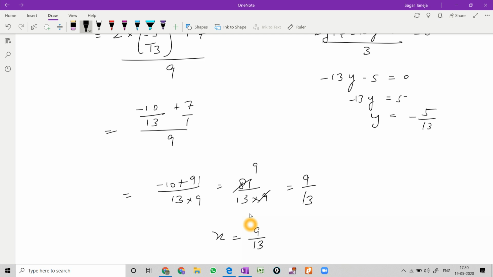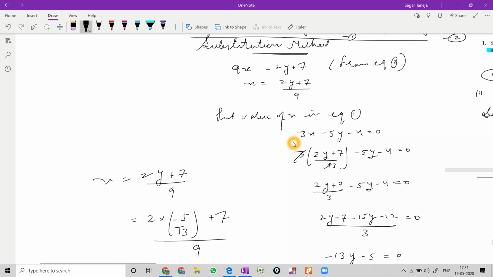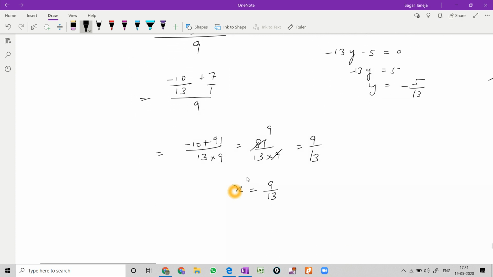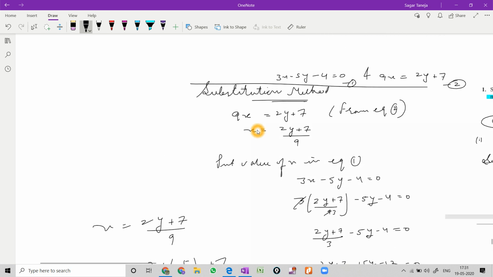So value of x is 9 by 13. So value of x and value of y we have taken out. In the same way, we can solve the same question by elimination method. See, in substitution, it is taking too many steps to solve a question, and again too many steps to solve the value of x and y. So let us go by elimination method now.